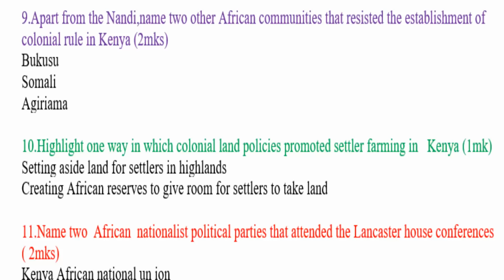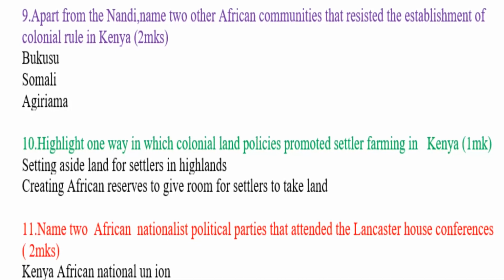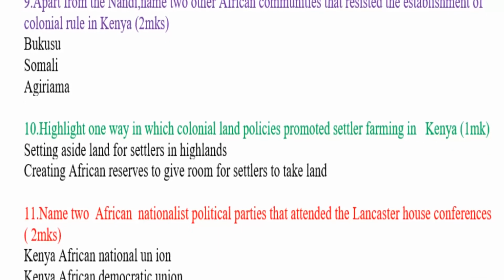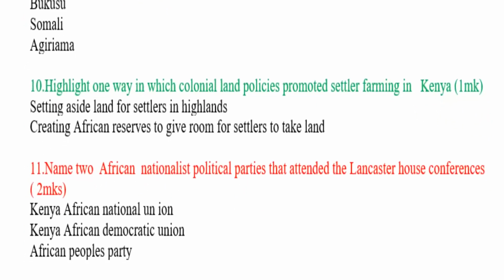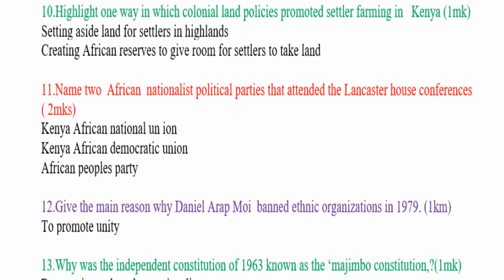We have question number 11. Name two African nationalist political parties that attended the Lancaster House conferences. We have number 1, Kenya African Union. That is one of the political parties that attended Lancaster House. Then we have Kenya African Democratic Union. Then we have the last one, African People's Party. Those are the political parties that attended Lancaster House.